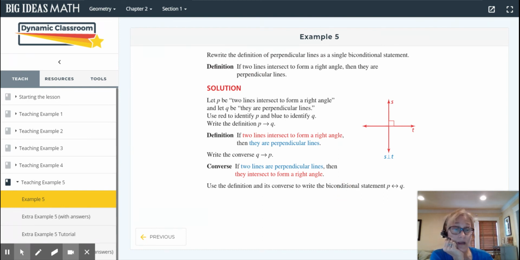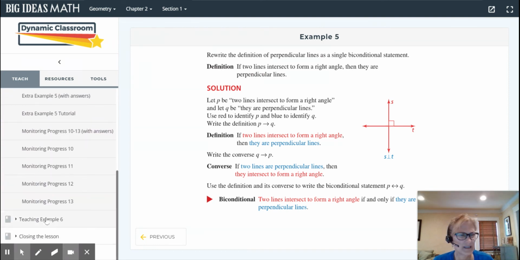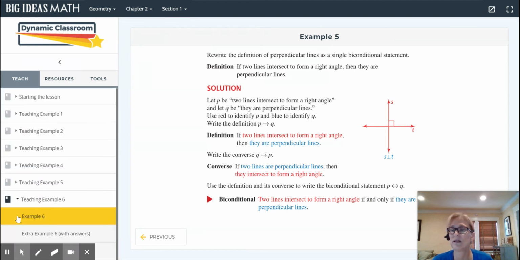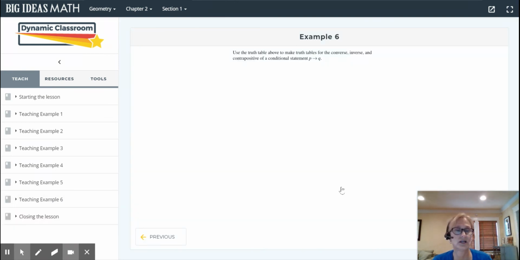Now, if I was going to write the biconditional statement, I would use those words if and only if. So this means P implies Q and Q implies P. That's the symbol I was talking about. So here we go. Two lines intersect to form a right angle if and only if they are perpendicular lines. That means biconditional. If and only if. So there you go. I've got lots more examples, but we're just going to do one more before I let you try on your own. And, oh, that's the truth table, so we're not going to do that one.